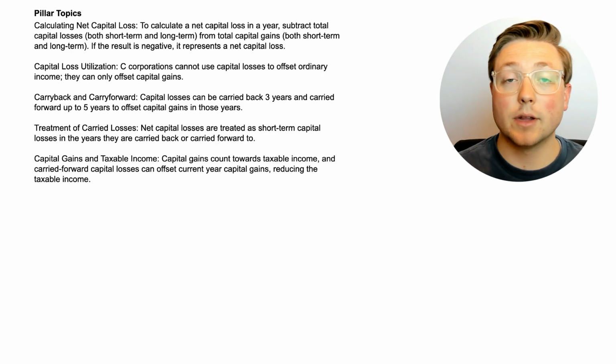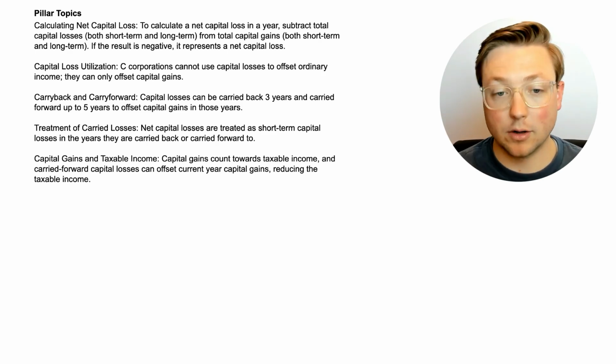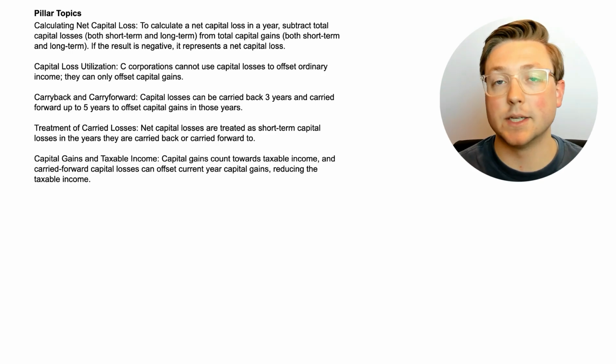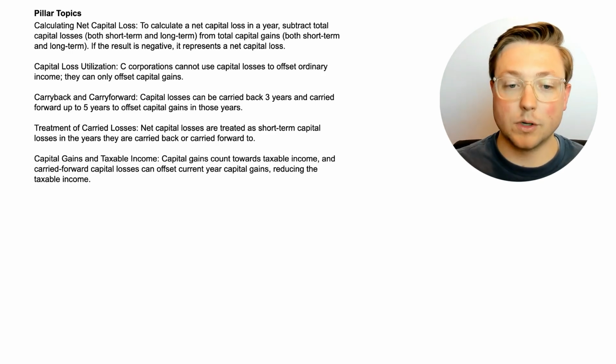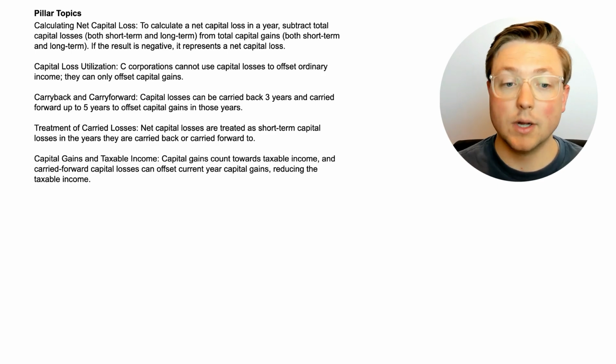So first, to calculate a net capital loss in a year, subtract the total capital losses, both short-term and long-term, from total capital gains, both short-term and long-term. If the result is negative, it represents a net capital loss. Pretty straightforward. C corporations cannot use those capital losses to offset ordinary income at all, though. They can only offset capital gains. And that's where the whole thing of this video comes in.